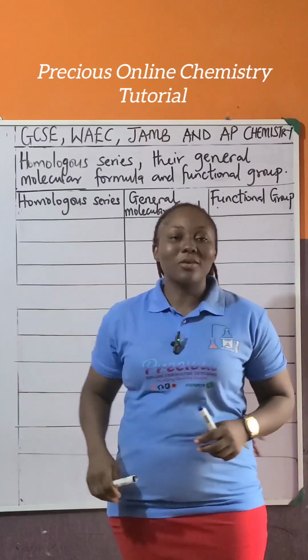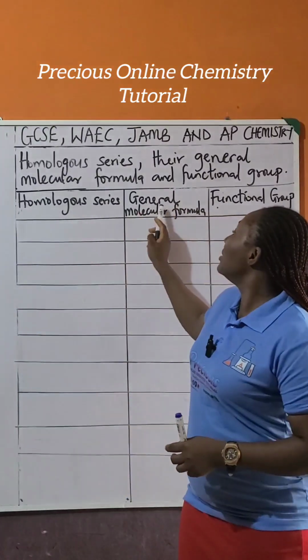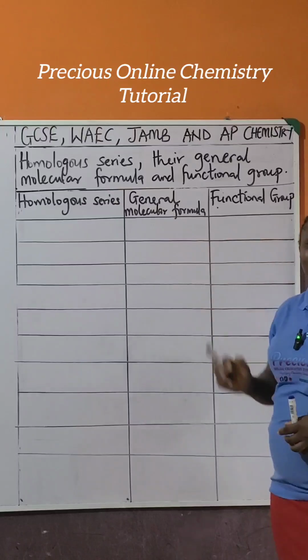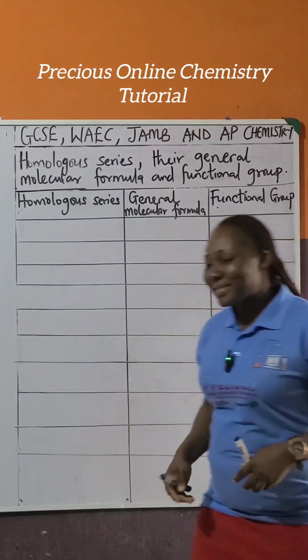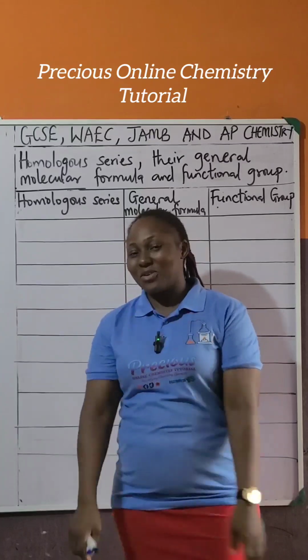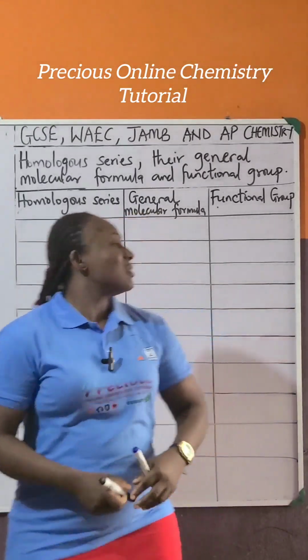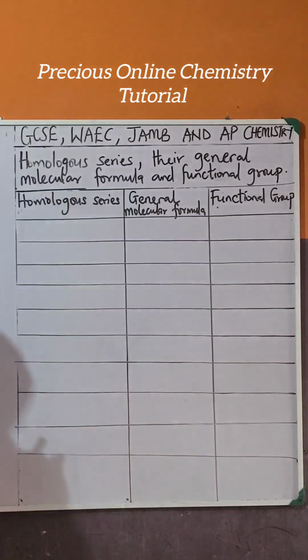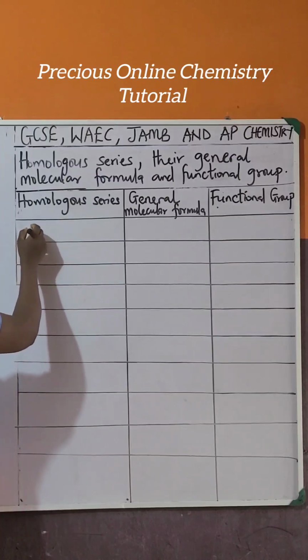A table containing the homologous series, general molecular formula, and the functional group. Master this, and you have organic chemistry at the tip of your fingers. Let's go. So the first homologous series we are going to look at is the alkanes.